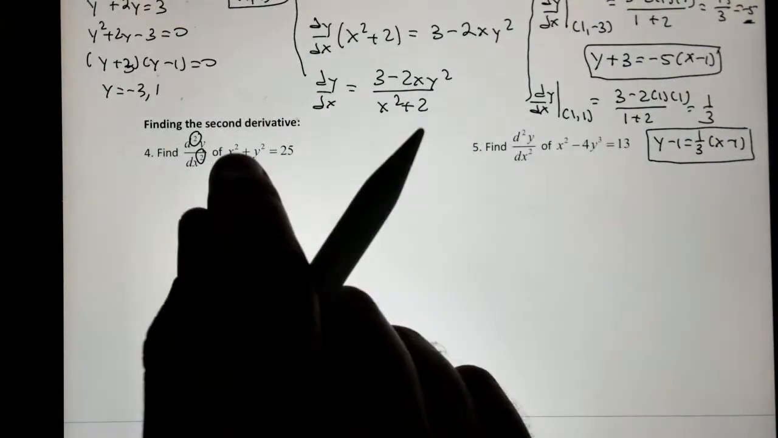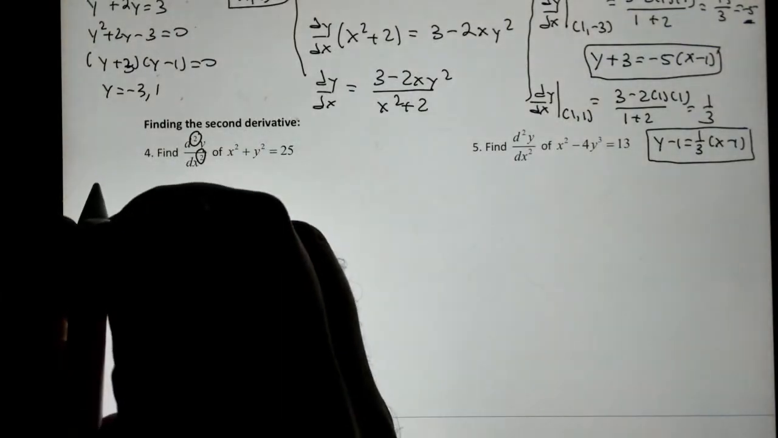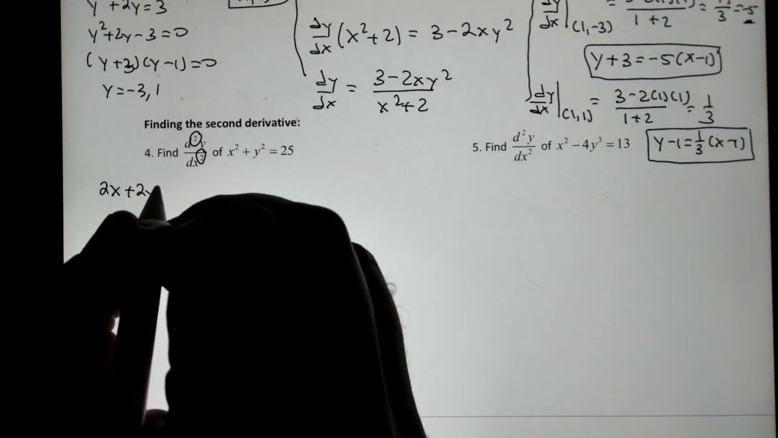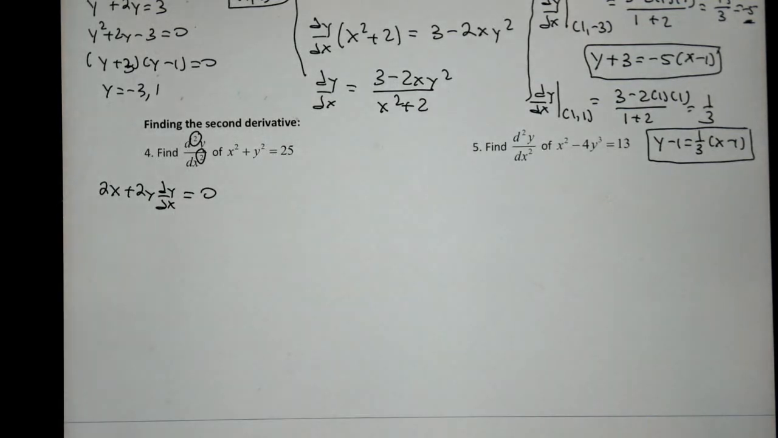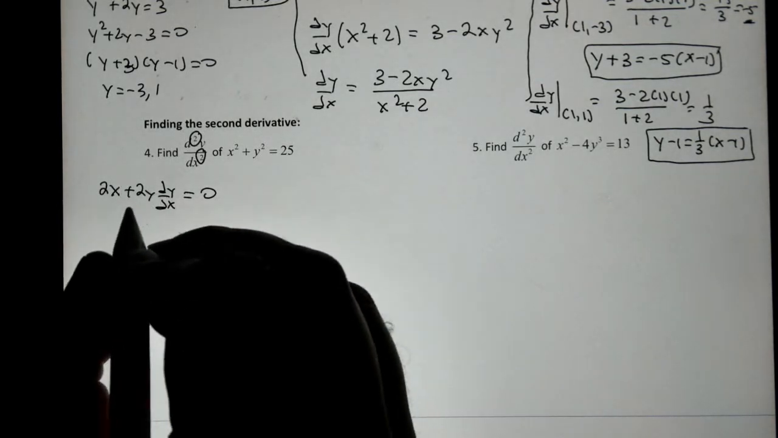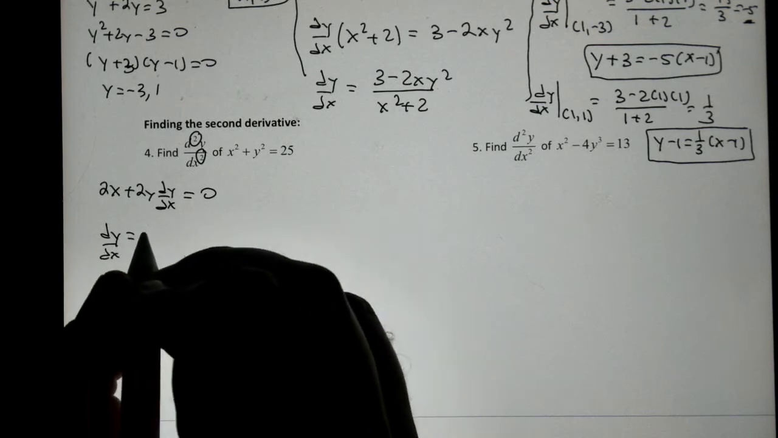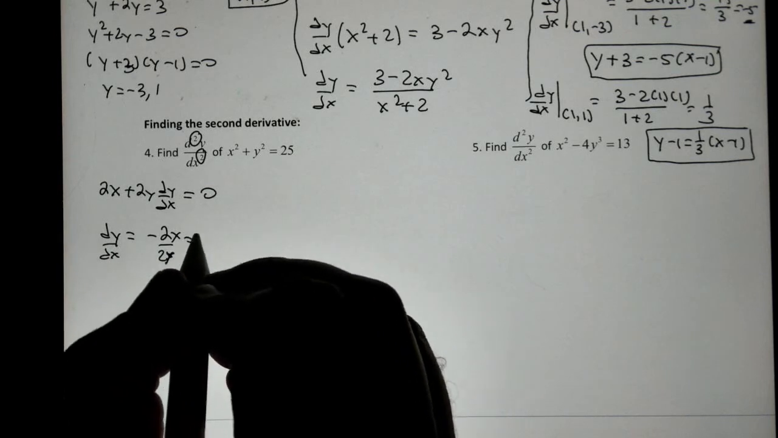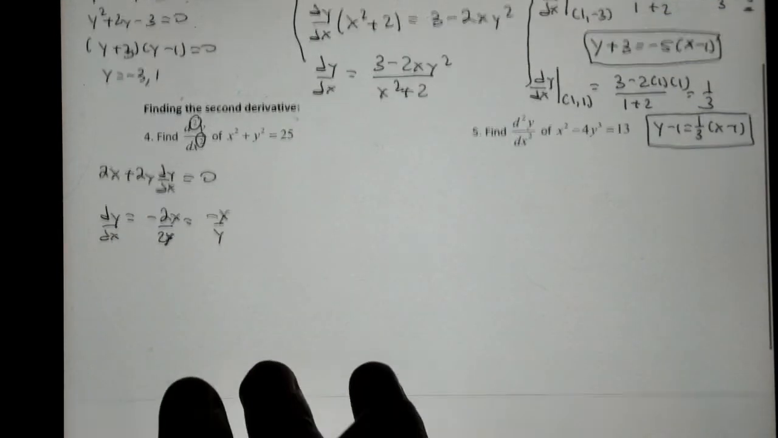Here we're given the circle x squared plus y squared is 25. If I start taking that derivative, we're going to get 2x plus 2y dy/dx equal to 0. If I solve for dy/dx, we're going to get negative 2x over 2y. I can write this as just negative x over y. And that's where the fun begins.